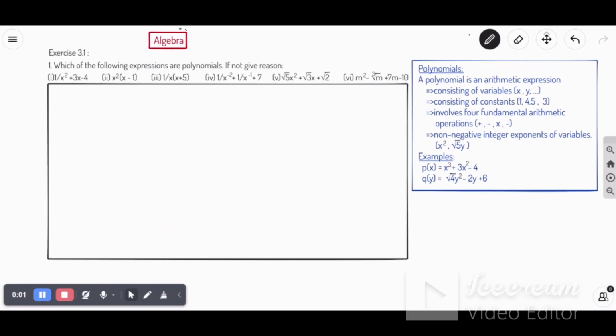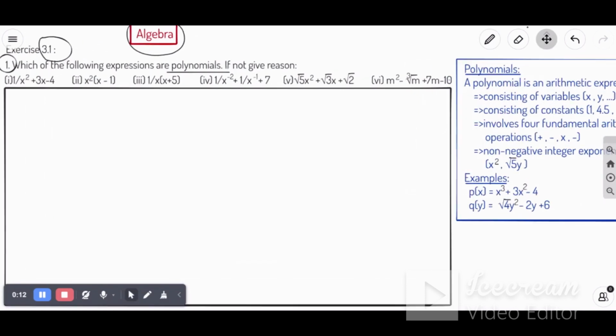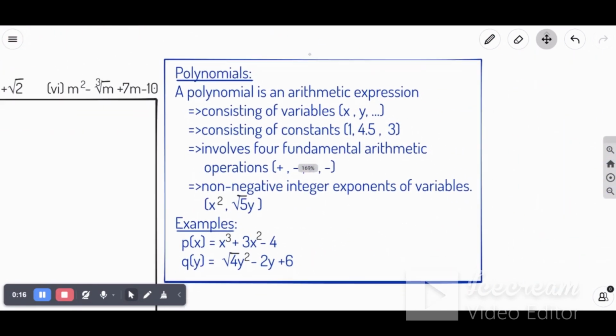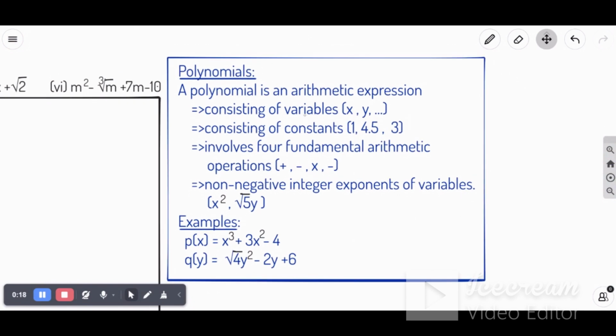Hi everyone, let us start the new chapter, Algebra exercise 3.1 and question number 1 today. Which of the following expressions are polynomials? Before we go to the question, let us see what a polynomial is. A polynomial is an arithmetic expression. Arithmetic means it involves operations like plus, minus, multiplication, or also divisions, and consisting of variables.